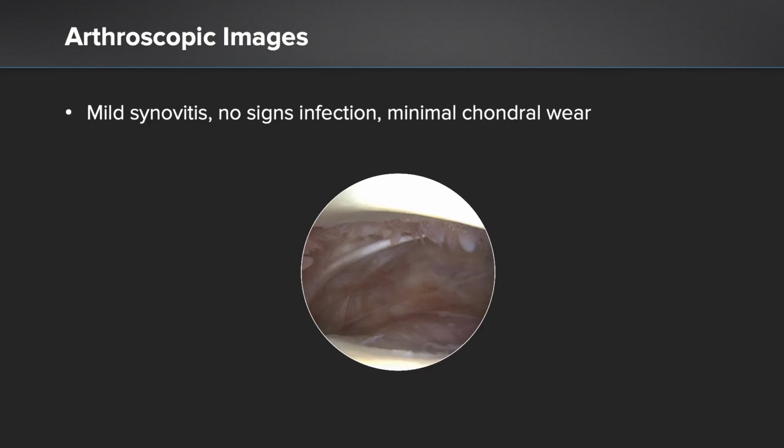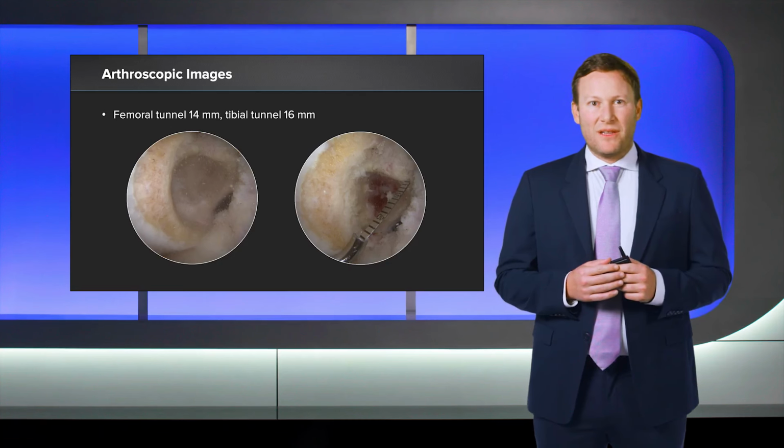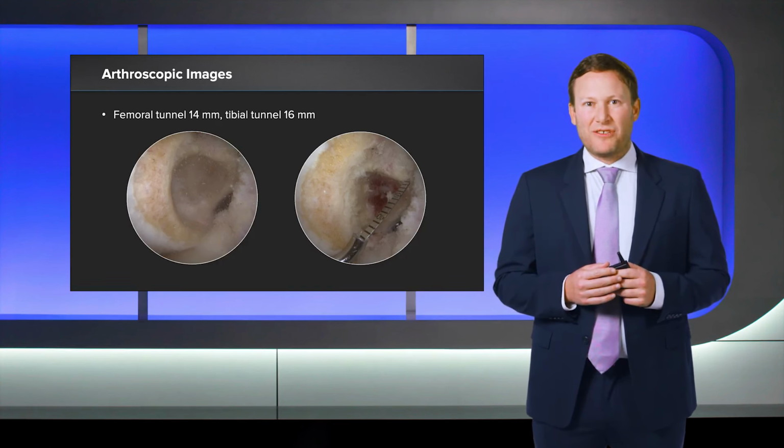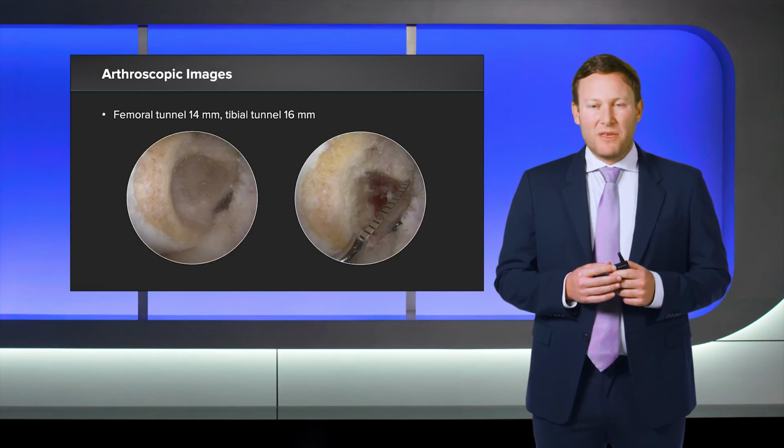Arthroscopically, when we got in there, there was mild synovitis, no signs of infection, and really minimal chondrosis. She had an intact medial meniscus root. We always have to look for ramp lesions in these complex chronic or salvage cases. The lateral meniscus had only a white zone tear with an intact root as well. Here's a look at the femoral tunnel, which was measured to be 14 millimeters, and the tibial tunnel diameter was measured to be 16 millimeters.